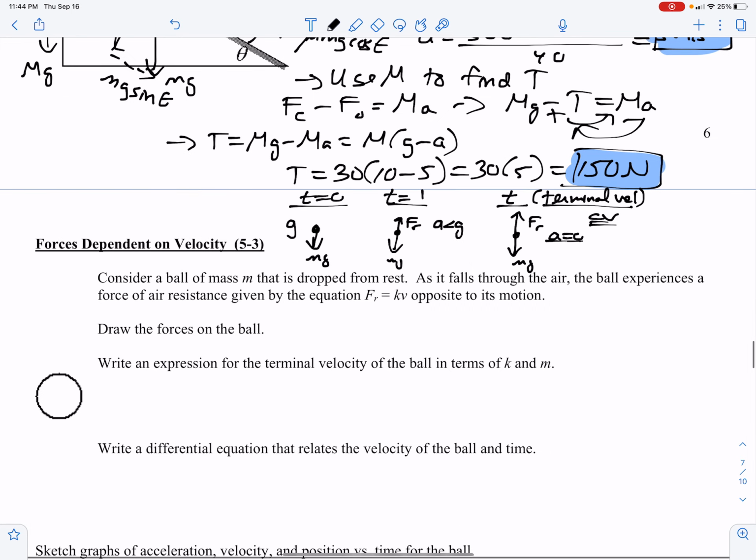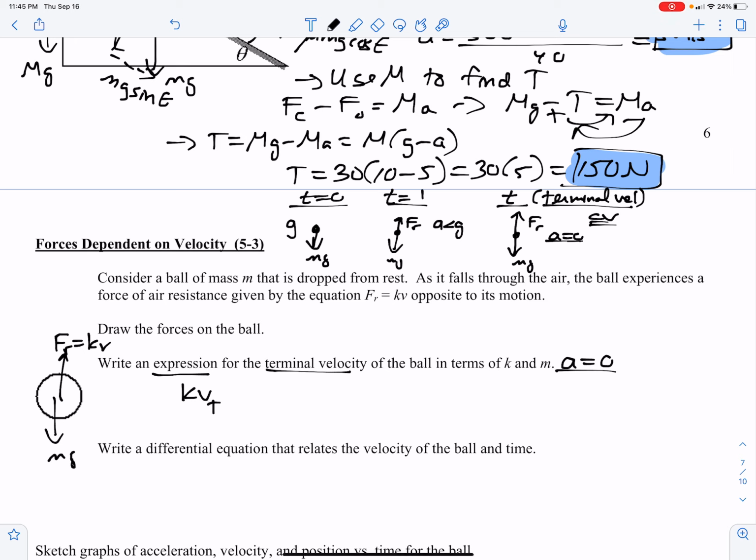Well, let's draw the forces on the ball. So at some time afterwards, we have mg going down, and you have the resistance force equals kv going up. Write an expression for the terminal velocity. Well, remember, what did we say about terminal velocity? That's when acceleration goes to zero, right? So our forces would be balanced. k times v_t, where v_t stands for terminal velocity, going up, equals the forces going down, which would be mg.